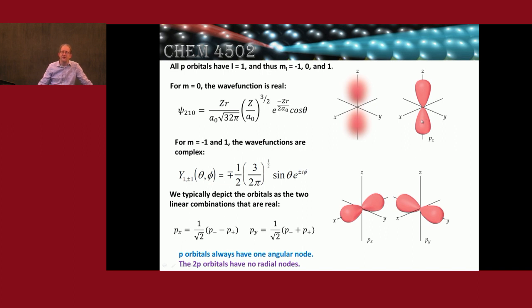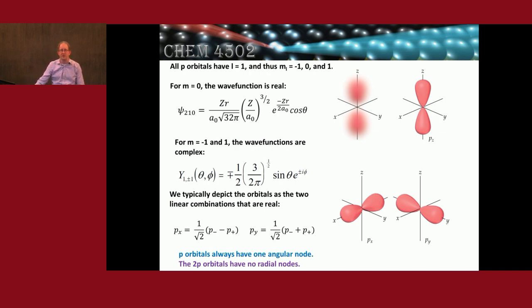So notice that all three of these p orbitals have one angular node and no radial nodes. But when we say px and py, we're looking at orbitals that are linear combinations of p plus and p minus, or psi 2, 1, plus 1 and psi 2, 1, minus 1.